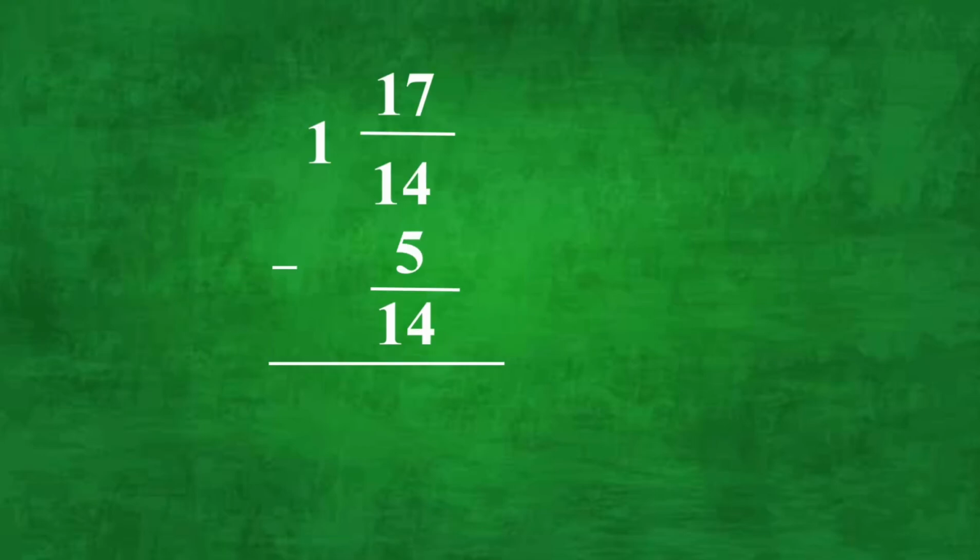Then rewrite the problem. 1 and 17 over 14 minus 5 over 14. Bring down the whole number 1, then 17 minus 5 is equal to 9 over 14. Our answer is 1 and 9 over 14.